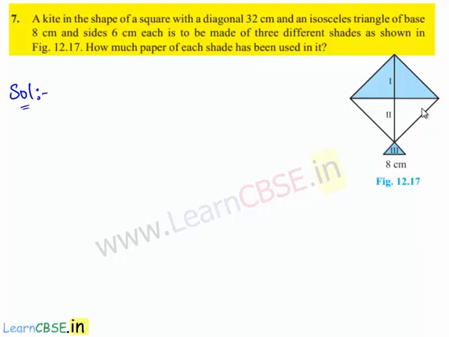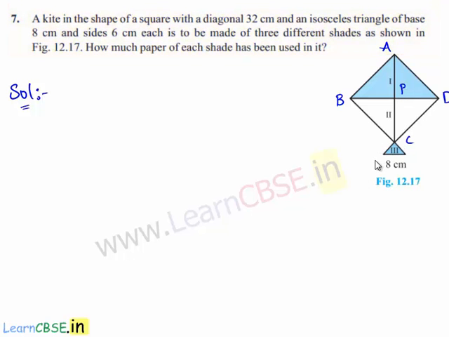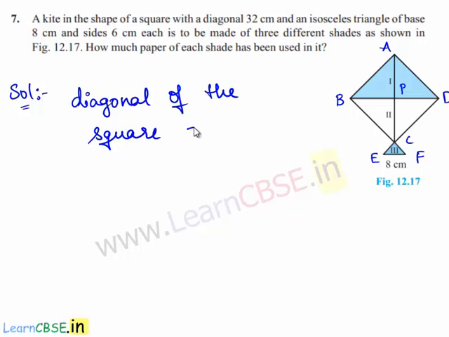So we shall consider the figure. Now we shall first name the square A, B, C and D. So we mark the intersection point of the diagonals of the square as P and the smaller triangle as C, E and F. Now given in the question, diagonal of the square is equal to 32 centimeters, that is AC is equal to BD is equal to 32 centimeters.